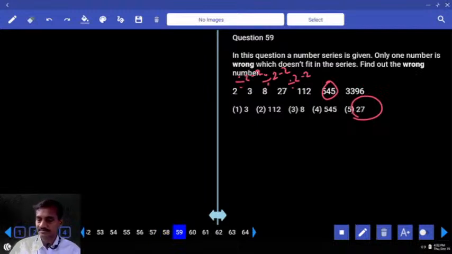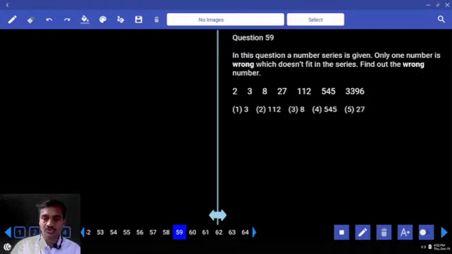The next one. Now 2, 3, 8. Numbers are increasing at a very fast rate. Then 2, 3 and 8. Now it comes under combination. 2 into 1 plus 1, 3. 3 into 2 plus 2, 8. 8 into 3 plus 3, 27. 24 plus 3, 27, into 4.